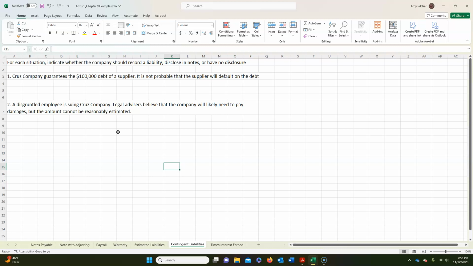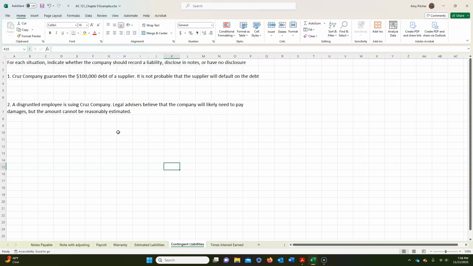In the first example, we've signed on the loan of a supplier, and they currently owe us $100,000, and we believe they're going to pay it. So it is not probable that the supplier will default. We know they're good for that $100,000. But this is something that we would need to disclose in notes. We would have to put that we have this debt owed to us of $100,000, even though we believe it'll be paid.